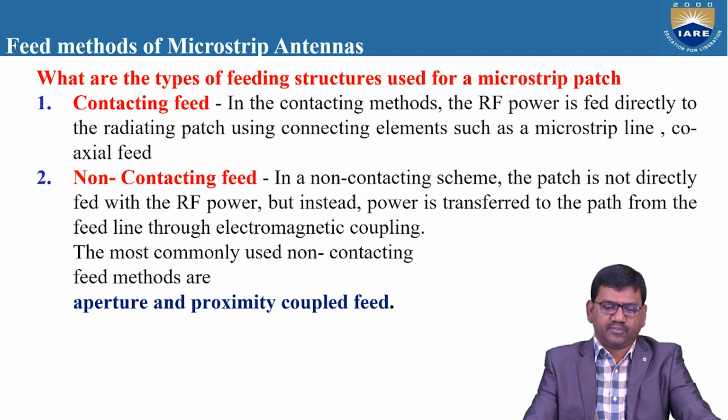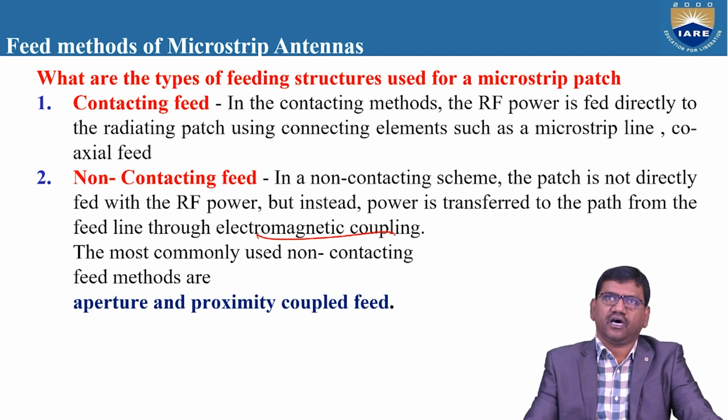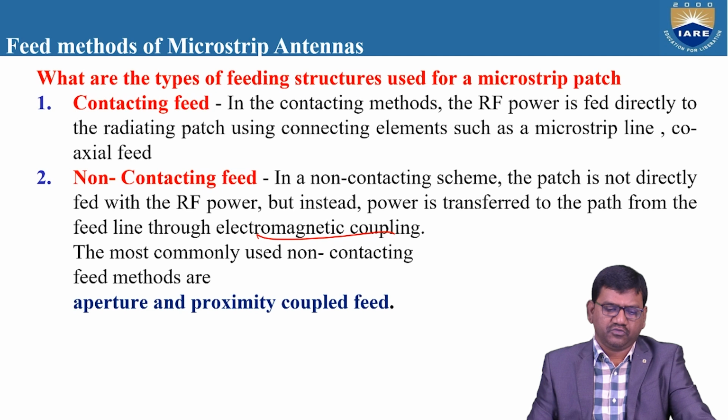The power is transferred to the patch from the feed line through electromagnetic coupling. So through the phenomenon of electromagnetic coupling, we feed the RF power to the patch. In non-contacting feeding, we have two types of techniques. One is aperture coupled, the other is a proximity coupled feed.